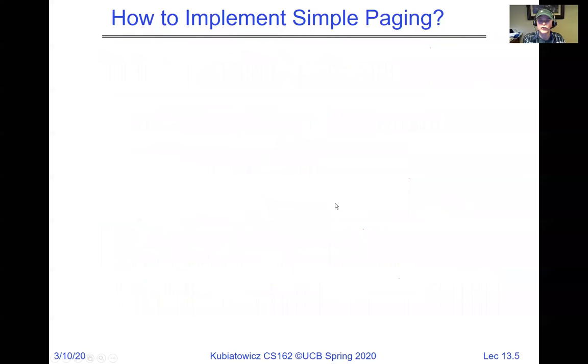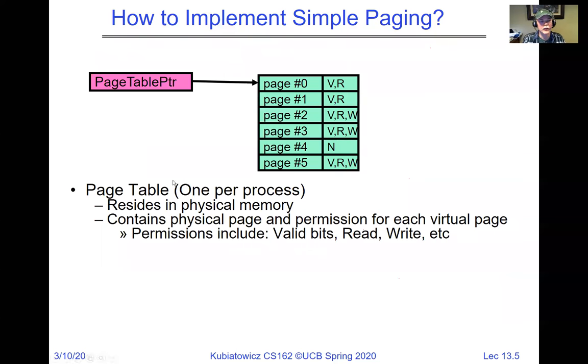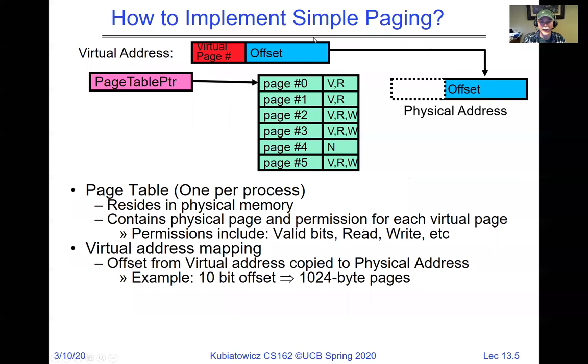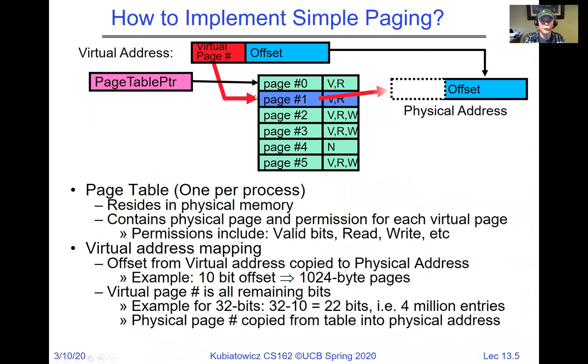All right, so let's do something about this. If we want to implement simple paging, we need to come up with our translation table. Here's what this might look like. Each of our pages is going to have a separate entry now, one per process. Each of these entries is going to define a particular physical page in memory and some permission bits, and it's going to give us a virtual address mapping. We take our virtual page number and just copy the offset. The virtual page number helps us pick one entry, which gives us the physical page number. By concatenating the physical page and the offset, we get our final mapping.